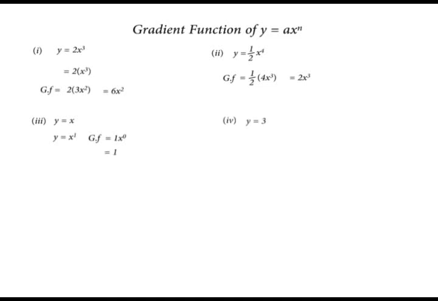How about y is equal to 3? This is the same as y is equal to 3x raised to power 0, because x raised to power 0 is 1. And therefore 0 times 3 is 0, so the gradient function is equal to 0. In general, the gradient function of a constant is 0.